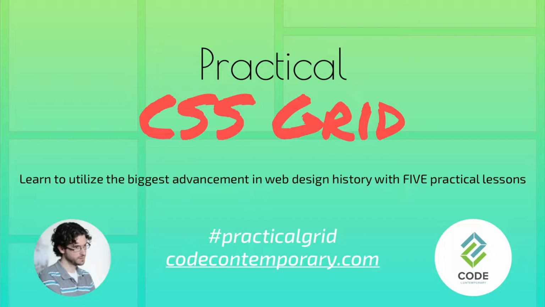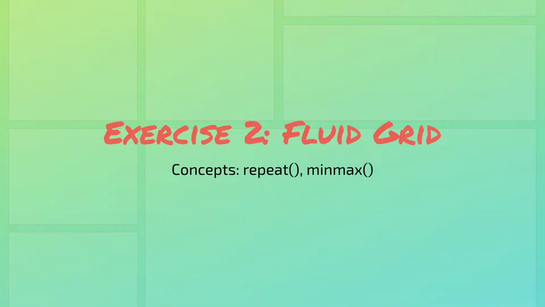This is exercise number 2, where we will be creating a fluid promo card grid, much like the one we had before, but with no breakpoints this time. I hope you took a few minutes after exercise 1 and played around with grid template columns, because we're going to be utilizing that more and more as we go through these examples.